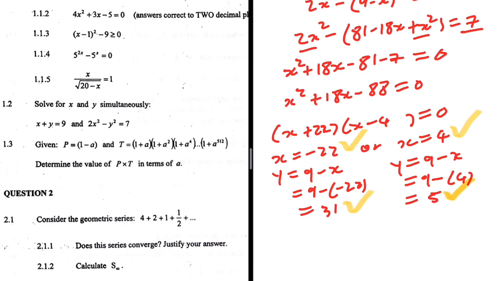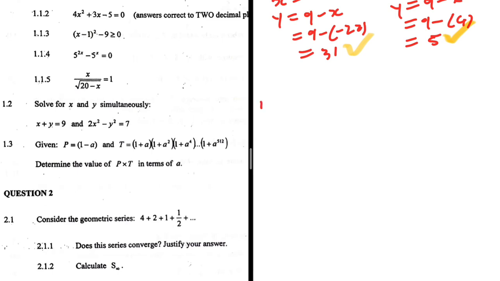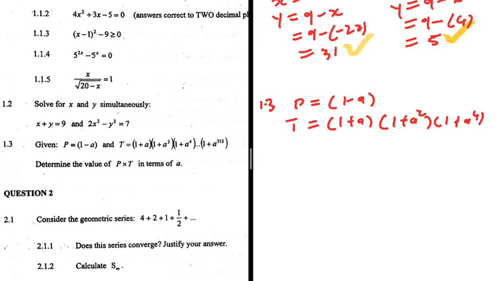That is 1.2. We're just solving simultaneously. That shouldn't be too difficult. And now the question you've been waiting for, 1.3. We have an interesting case. P is equal to 1 minus a, and we have some t which is equal to 1 plus a multiplied by 1 plus a squared, 1 plus a to the 4, up until 1 plus a to the 512. So we want to determine the value of p multiplied by t in terms of a.